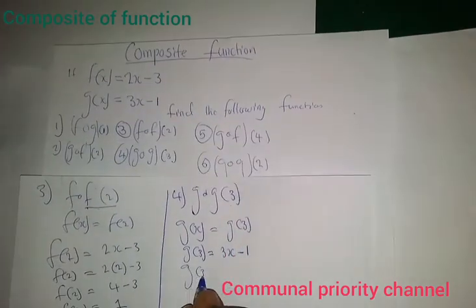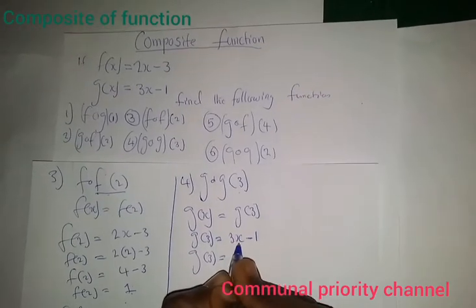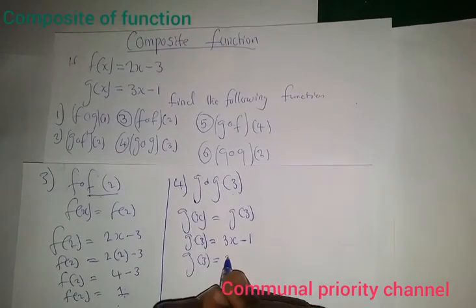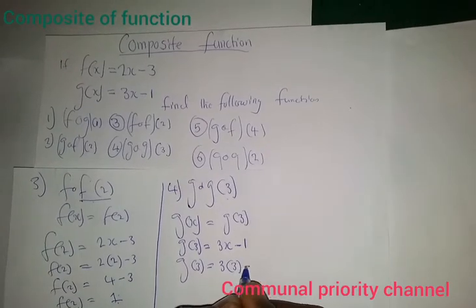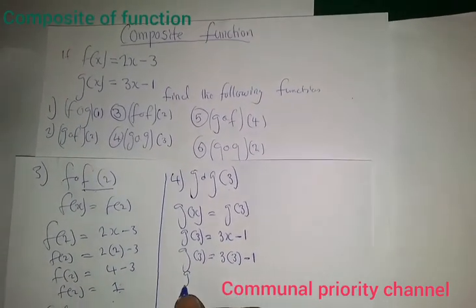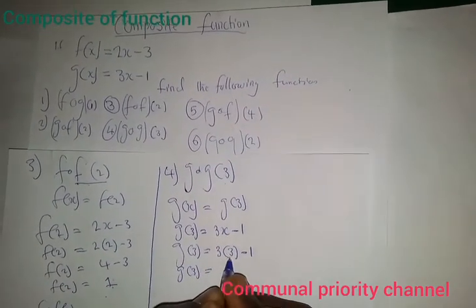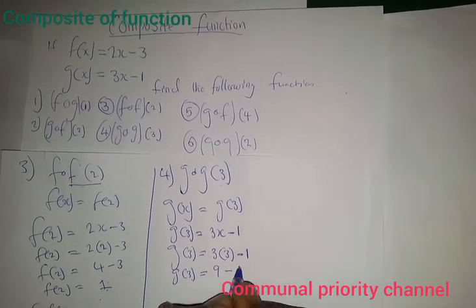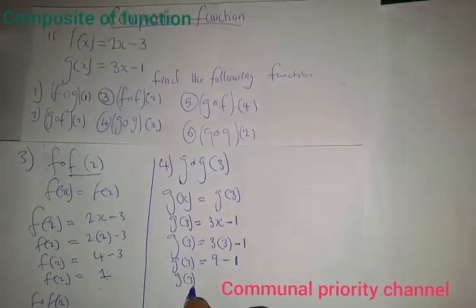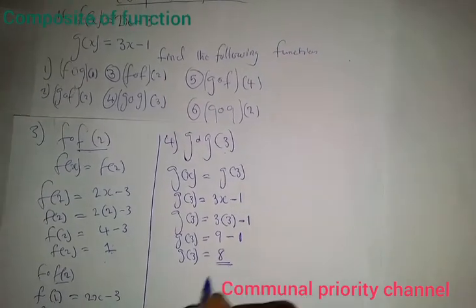Then g of 3 will be equal to, anywhere we have this x now, we are replacing it with this 3. It will be 3 open bracket 3 close bracket minus 1, right? Then now our g of 3 will be equal to 3 times 3, which is 9, minus 1. Therefore, our g of 3 will be equal to 8. This is our g of 3.